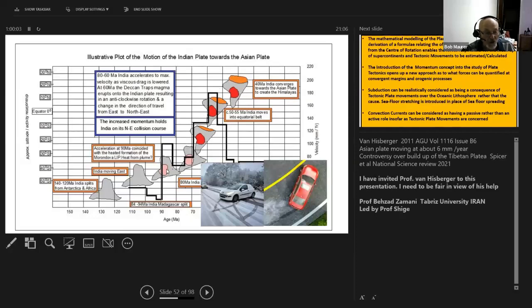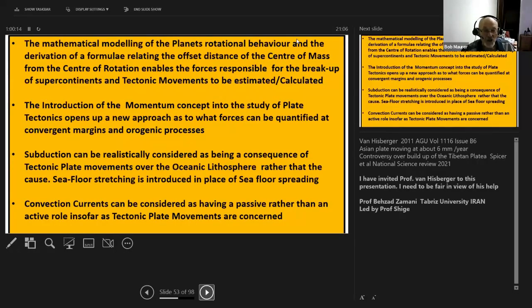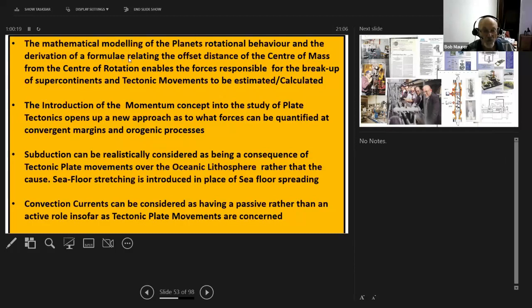So we could calculate the actual speed if we look at it and take this into account. Hopefully we'll get hold of that. We can look at this. It's going to be my next project: the mathematical modeling of the planet's rotational behavior and the derivation of a formula to offset this center of mass, as it now allows this movement to be calculated. Introduction of momentum in the study of plate tectonics opens up a new approach as to what forces can be quantified at convergent margin orogenic belts.